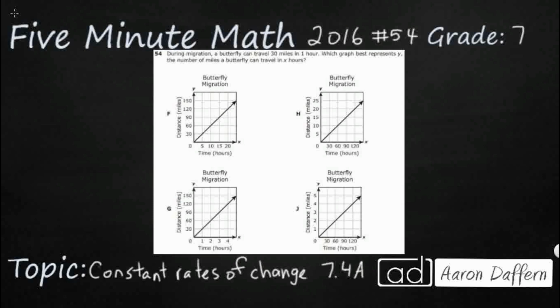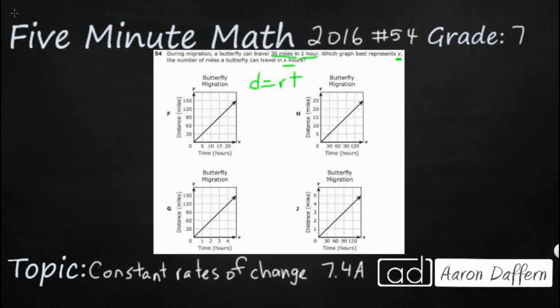So we have a little story here about a butterfly migrating, and it could travel at 30 miles in 1 hour. So we need to find the graph that best represents how far y the butterfly travels in x hours. Let's keep in mind one equation that we need to always be aware of when we're dealing with anything like this: d equals rt. Distance equals rate times time. And we're actually going to use that, but they give us some slightly different variables.